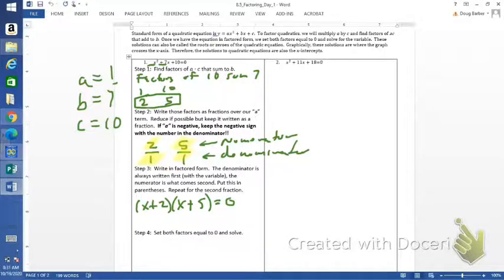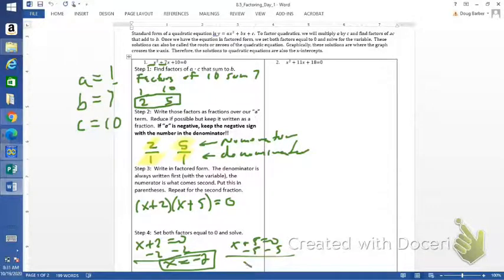And then I set both factors equal to 0 and solve for step 4. So x plus 2 equals 0. Subtract 2 from both sides. So x equals negative 2. And then x plus 5 equals 0. Subtract 5 from both sides. x equals negative 5.